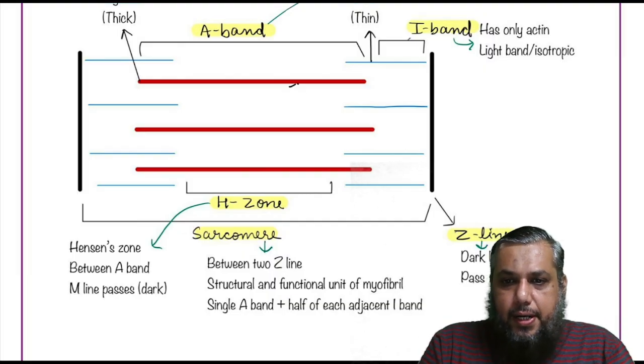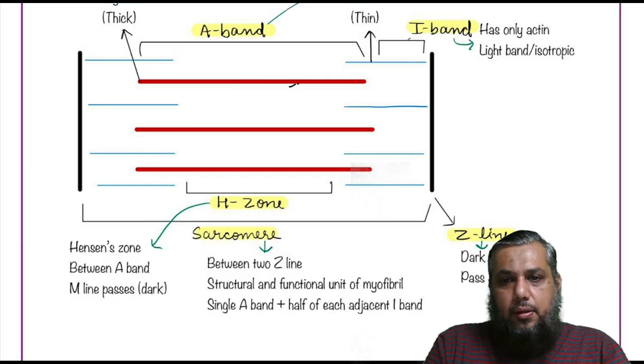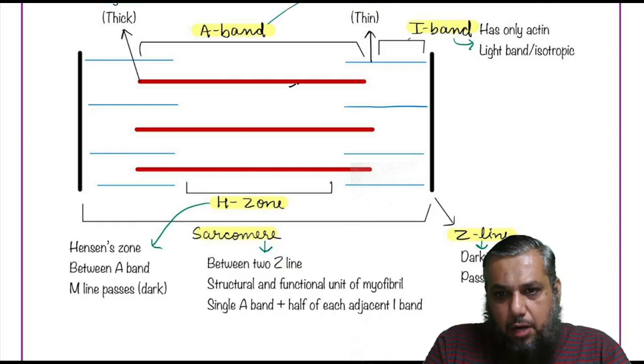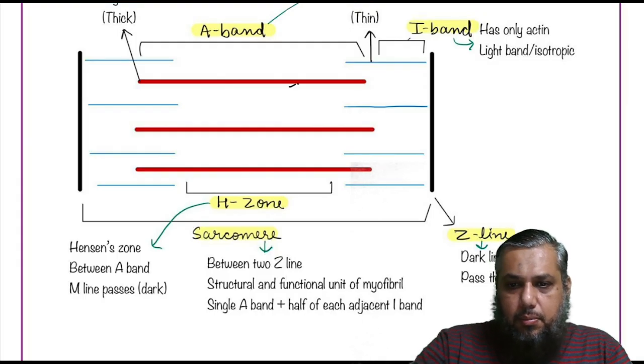फिर डार्क बैंड के सेंटर में एच जोन क्यों मिला? क्योंकि वो एक ऐसा रीजन है जहां पे थिन फिलामेंट्स ने थिक फिलामेंट्स को ओवरलैप नहीं किया. साइड में आपको दो हाफ लाइट बैंड्स क्यों मिले? क्योंकि वहां पे सिर्फ आपको मिलता है थिन फिलामेंट्स, वहां पे थिक फिलामेंट्स नहीं मिलते.